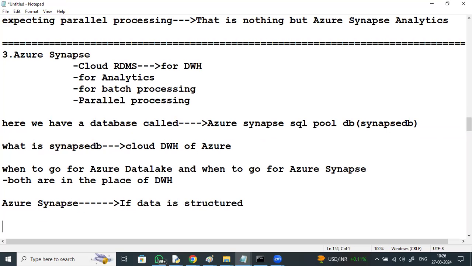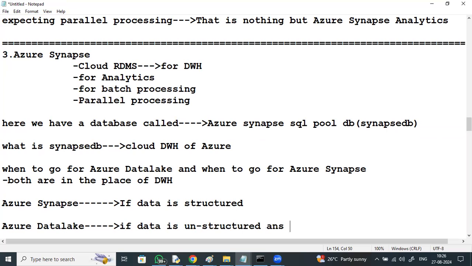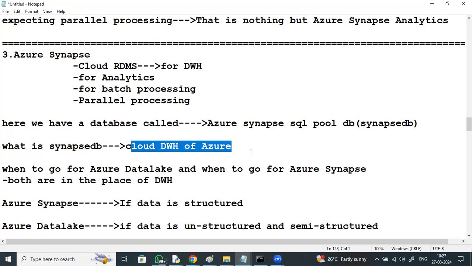And when to go for Azure Data Lake? If data is unstructured or semi-structured. So we have a database called Azure Synapse SQL Pool DB, simply we call it Synapse DB. It is a cloud data warehouse of Azure. If data is structured, Azure Synapse. Otherwise, go for Azure Data Lake.